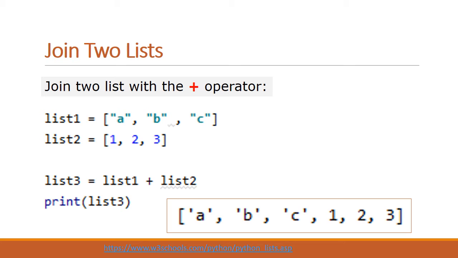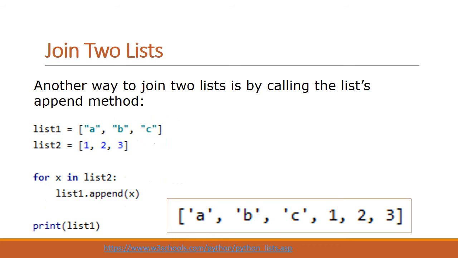And take note that in a list, we can have a mix of data types. So in this example, we have 3 strings and we have 3 integers. Another way to join two lists is by calling the list append method. So in this example, list 1 has the values A, B, C. List 2 has the integers 1, 2, 3.